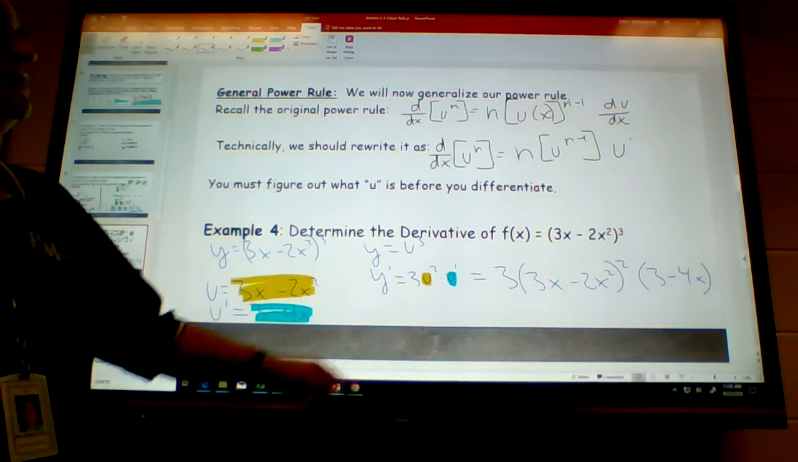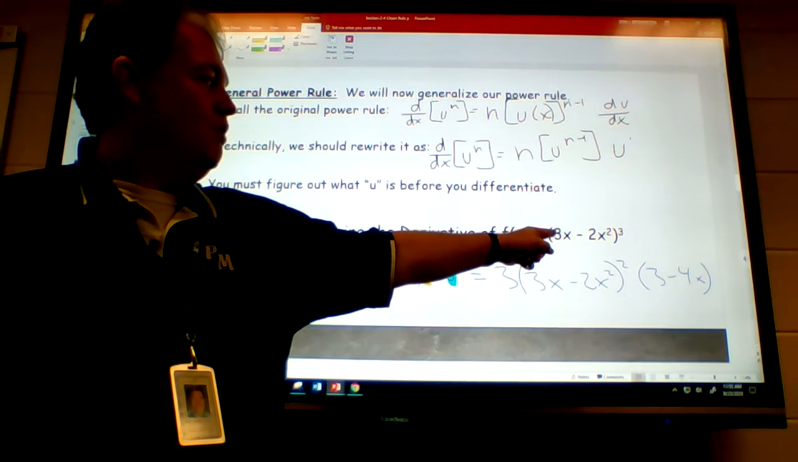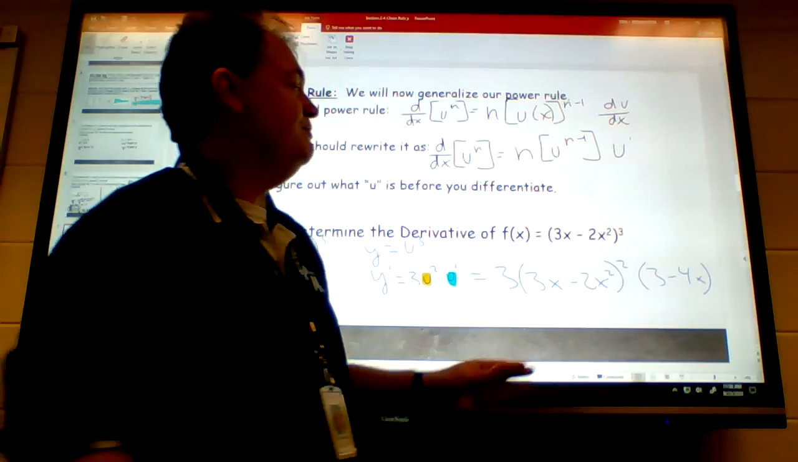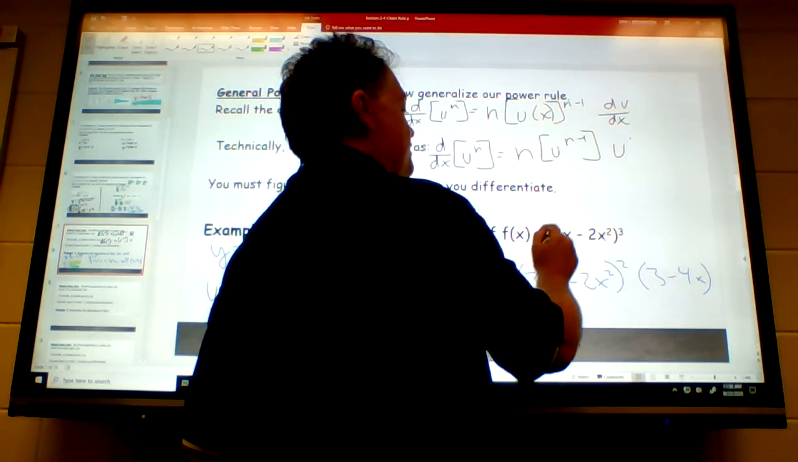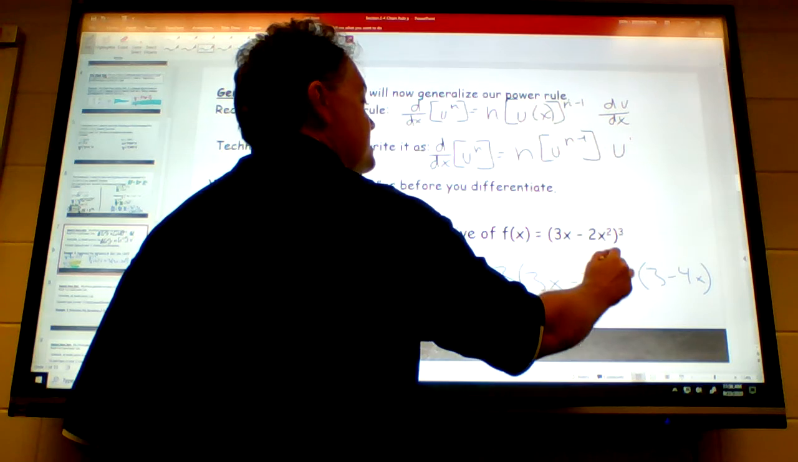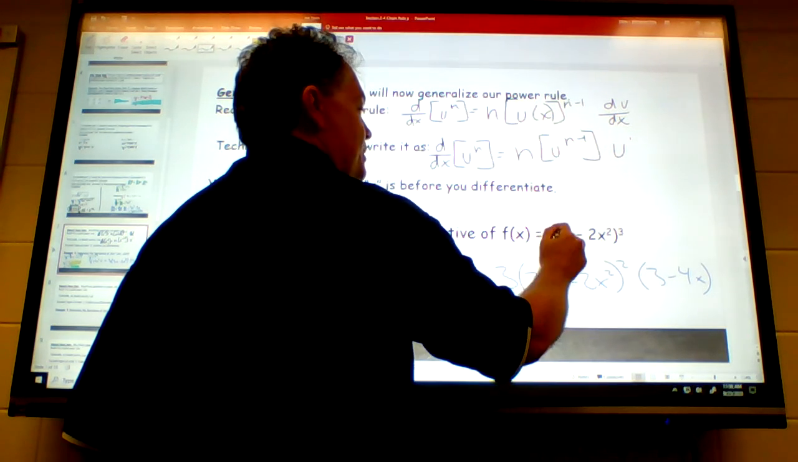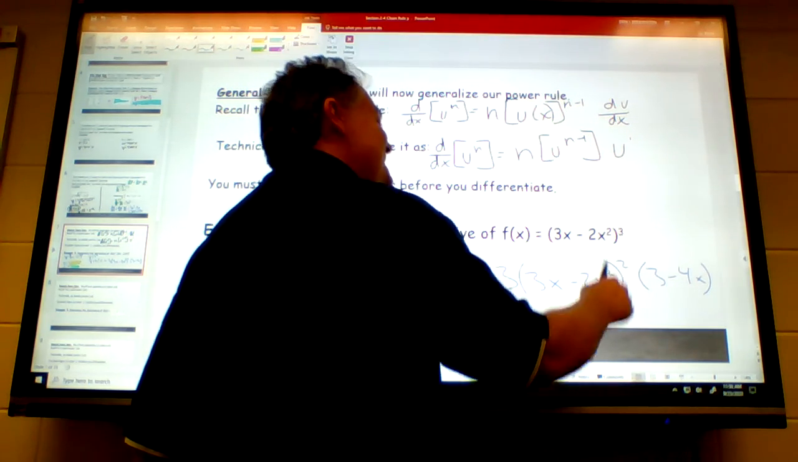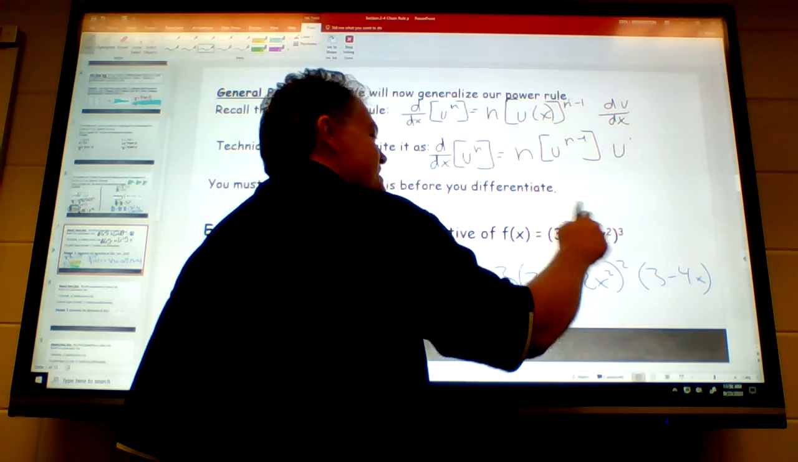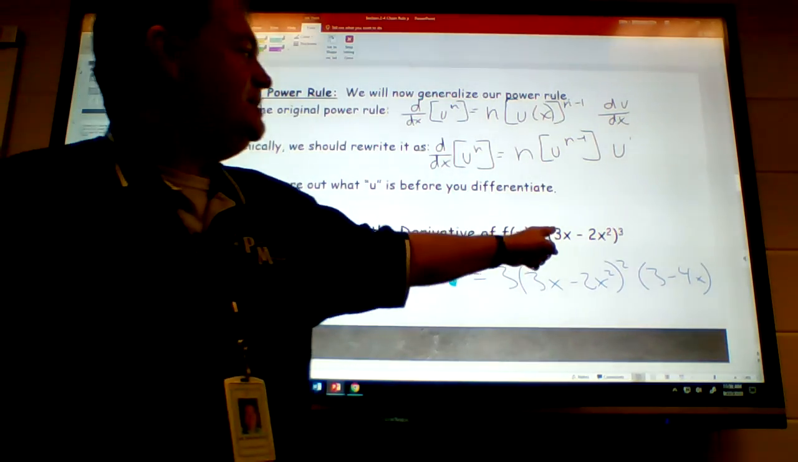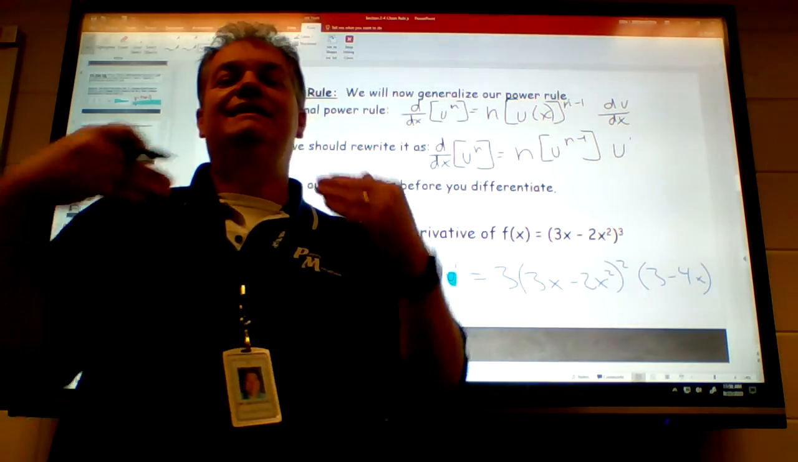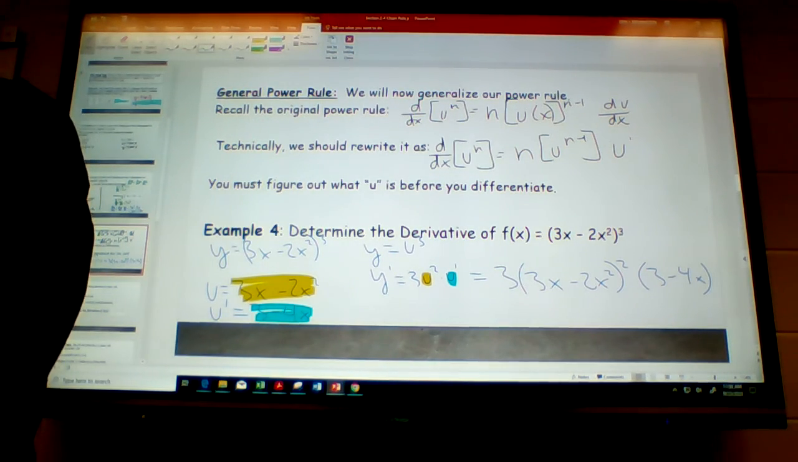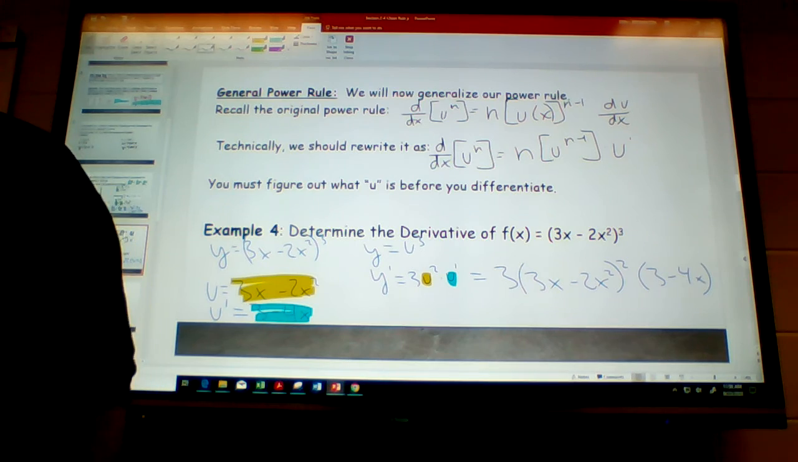Okay, so here's what we did. To take the derivative of this quantity, 3x minus 2x squared all to the third, I differentiated this part and got 3 times this to the second. So the 3 went out front, this stayed the same, and this became the second. But then I came back afterwards and I differentiated what's inside. So that's going to be 3 minus 4x. That's the part that most of you are going to struggle with. It's do the whole and then do the part afterward.